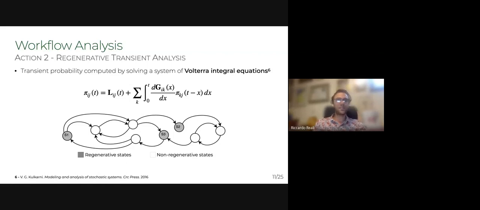Regenerative transient analysis is a technique to evaluate Markov regenerative processes, which is a class of processes for which a regenerative state will eventually be reached with probability one. For this class of processes, the probability of reaching a certain state J from the initial state I at the time t can be computed as the solution of a system of Volterra integral equations that can be solved numerically, assuming that we are able to compute the global kernel G and the local kernel R.